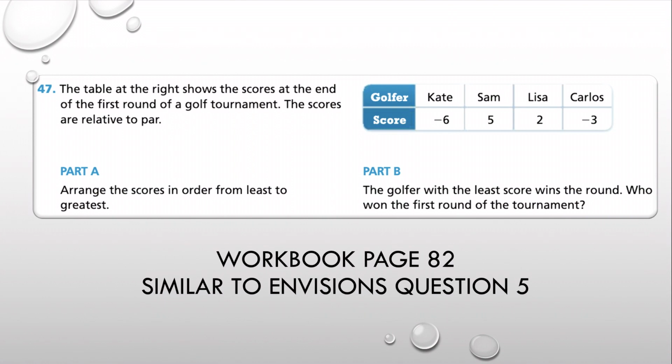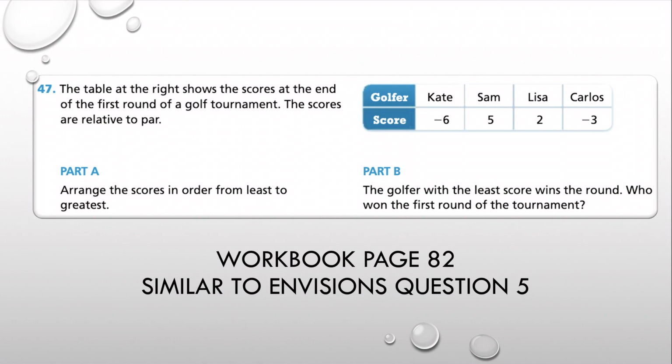This one is very similar to your Envisions assignment today, question 5. I just want to make sure you understand the wording and the difference between part A and part B. It says here, the table at the right shows the scores at the end of the first round of a golf tournament. The scores are relative to par. Par in golf is how many strokes it should take you to meet the goal of getting the ball in the hole. And so these scores are relative to par.